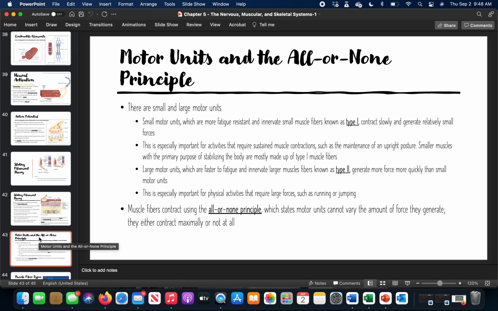Whereas a type 2 is more about the really fast, explosive running and jumping types of things that we do that require a lot of force. So what I was talking about before was the all or none principle.